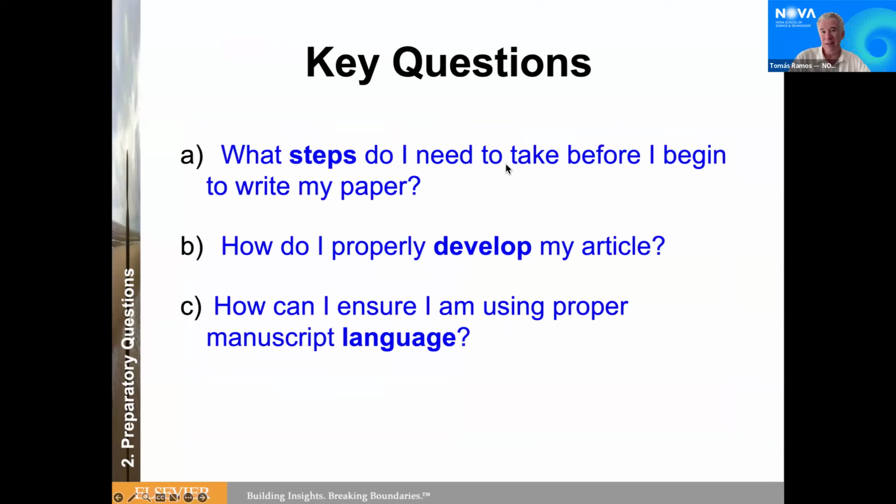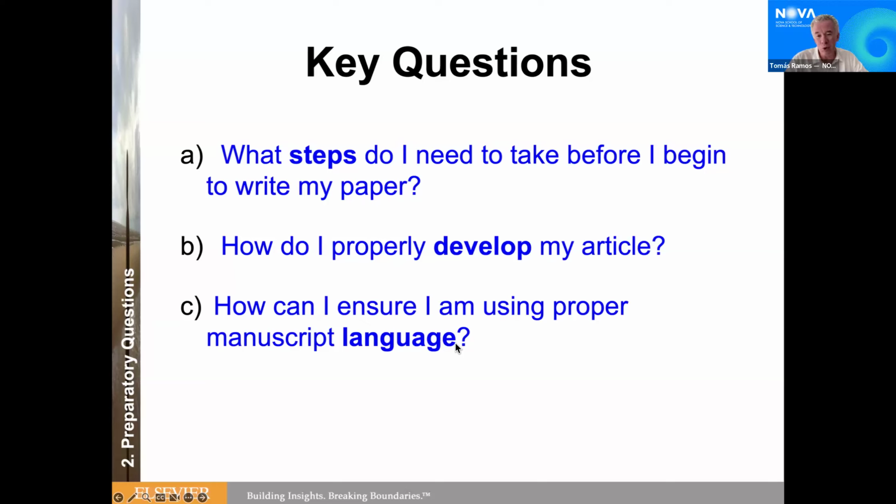So related with this, some key questions, still thinking and still trying to answer some of the important questions at the beginning when we start this journey. Some of the key questions are related with the steps. What are the steps that we need to take before we begin to write a paper? How we should develop the paper or the article, and the issues regarding the language.